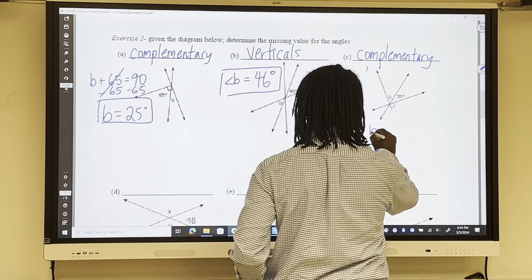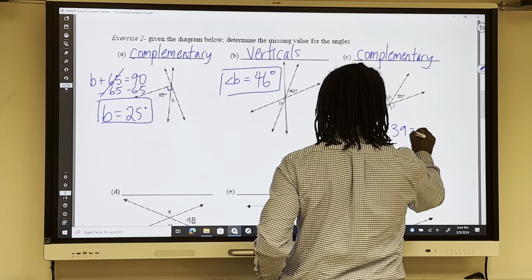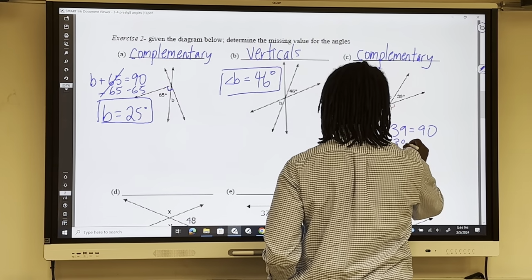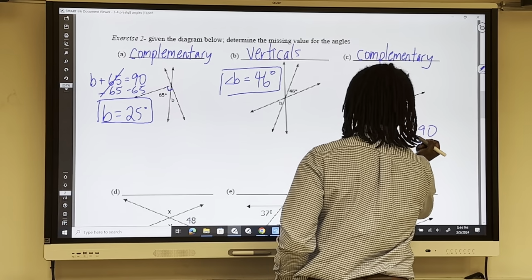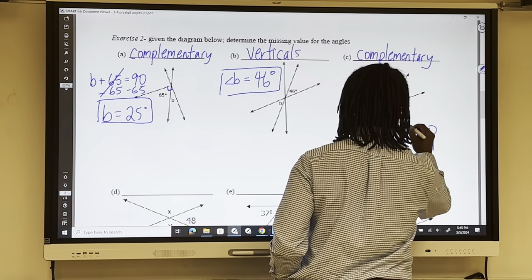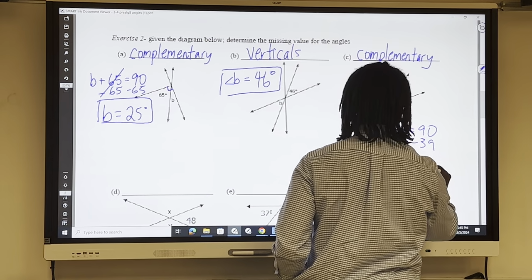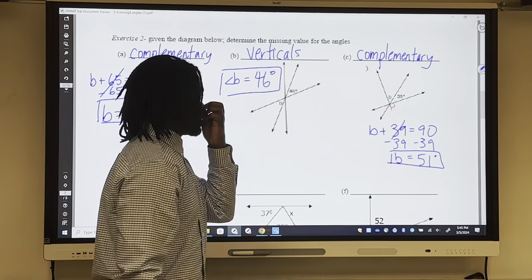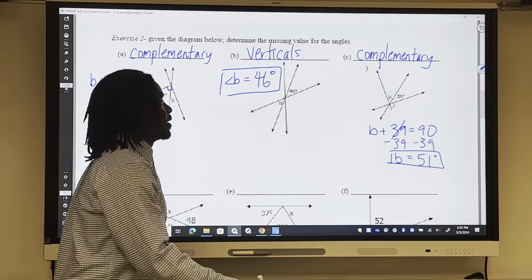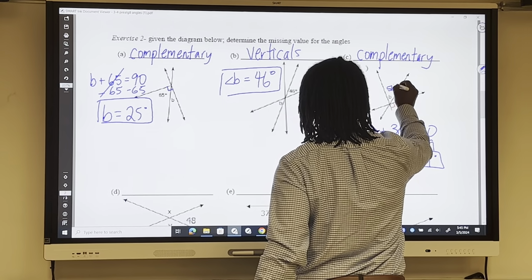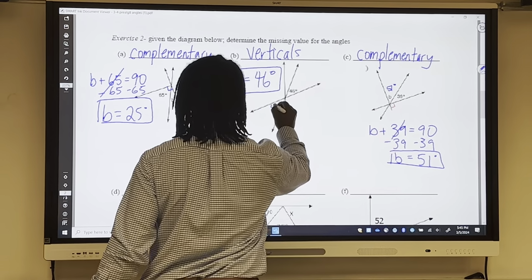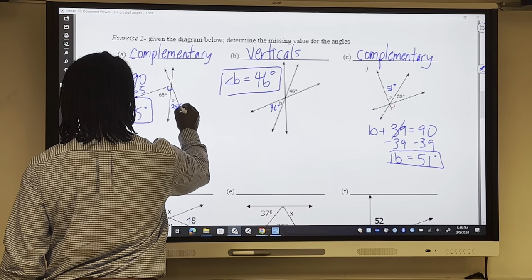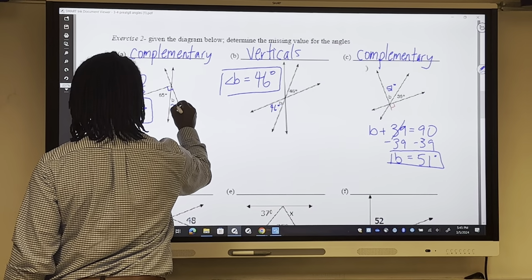Another way I can set this up is B plus 39 equals 90. Well, how do I solve that? We've been doing this. We do the inverse operation, and then you get B equals 51 degrees. So the angle is 51 degrees. That's 51 degrees. This would be 46 degrees. And then this would be 25 degrees.